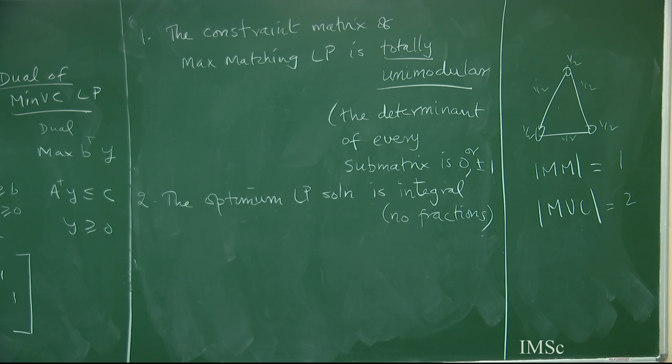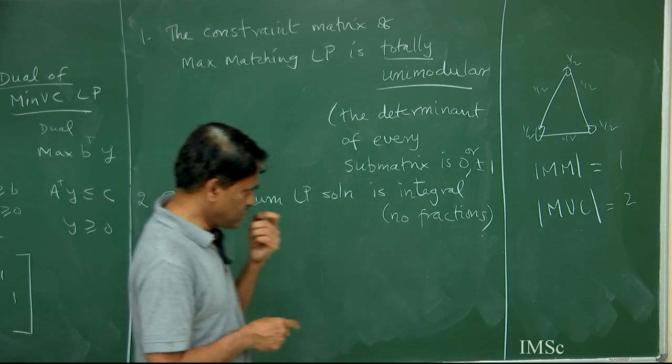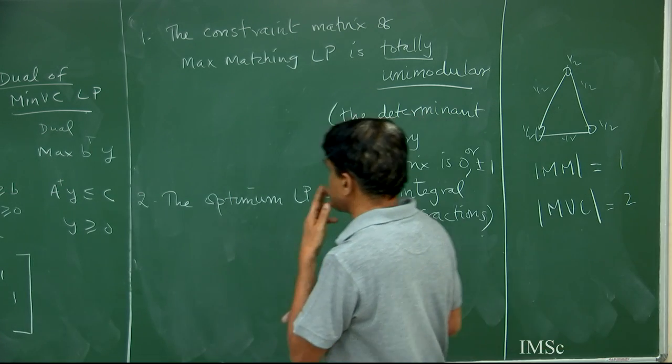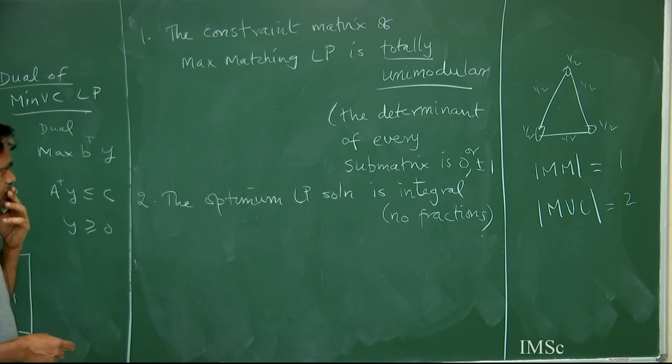So if the constraint matrix of the matching LP is totally unimodular, the constraint matrix of the vertex cover LP is also totally unimodular, right? Because one is the transpose of the other, the determinants are the same. I am going to prove this. It's a transpose of that submatrix.